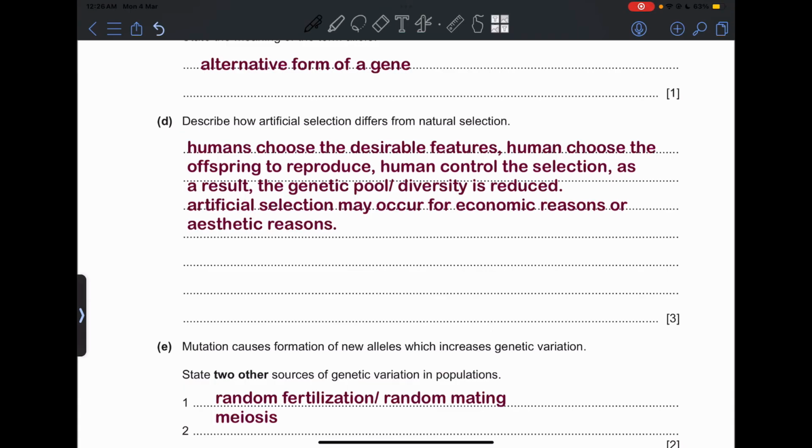So this is human artificial selection, and artificial selection can occur for economic reasons or aesthetic reasons. So what does that mean? Economic reasons: it is of course much more profitable for the farmer to have a cow that will produce a lot of milk. And also for aesthetic reasons, for example, they may only allow a cat that looks a specific way to reproduce, so that all cats will look that way. That is for how it looks, for aesthetic reasons.